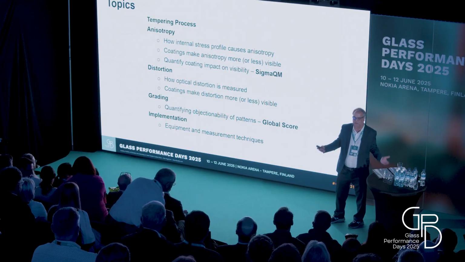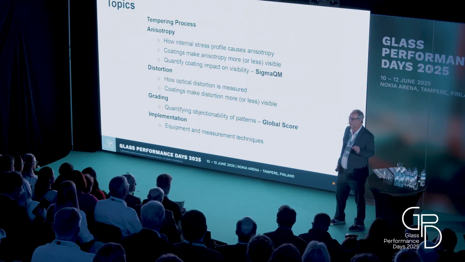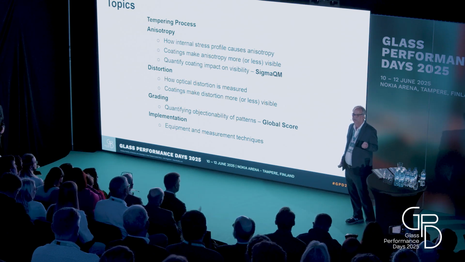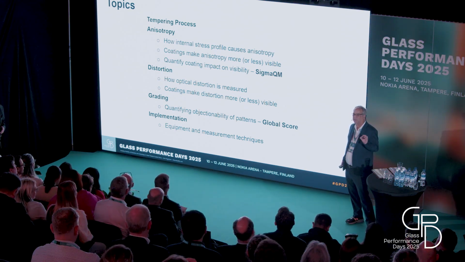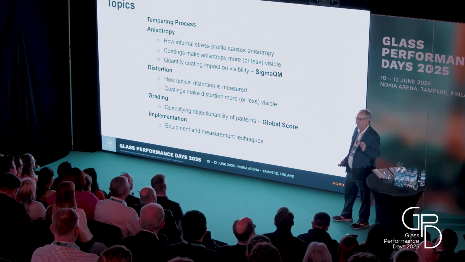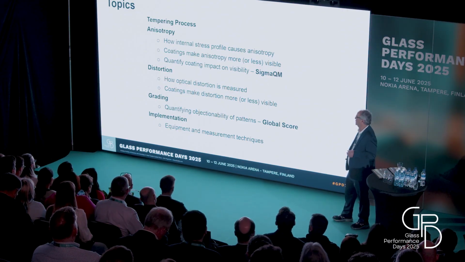I know Riku mentioned distortion. I'm going to touch a lot on anisotropy to begin with. I think we had some questions last time. I don't know if anyone attended my talk 2 years ago, but there were some questions on coatings and how they affected anisotropy. And so I thought it was good to go through the whole process of what actually causes anisotropy in tempered and heat strengthened glass and how coatings affect that. We'll also touch on distortion and then go into the actual grading objectionability of the patterns and then talk a little bit about equipment.